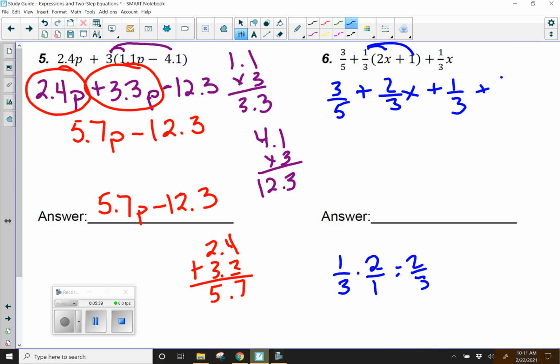And then we have plus 1/3 x on the end. Let's combine like terms. We have a positive 2/3 x and a positive 1/3 x. Well, 2/3 plus 1/3 is 3/3, or 1x.